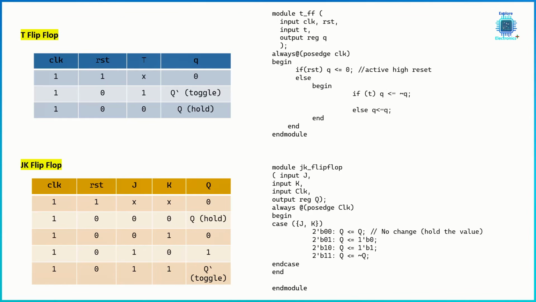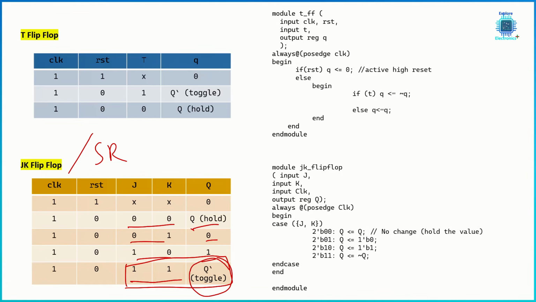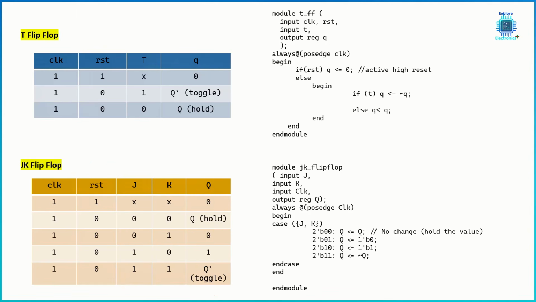Similarly, we have a JK flip-flop where 0 0 is hold, 0 1 is 0, 1 0 is 1. The only change between the SR flip-flop and the JK flip-flop is this state. When 1 1 is the input, in the JK flip-flop the output will be toggled, and in the SR flip-flop the output will be high impedance Z. So it is the same kind of code as the SR flip-flop, but the only difference is the last state, where Q is equal to not of Q for the JK flip-flop for the toggle condition.